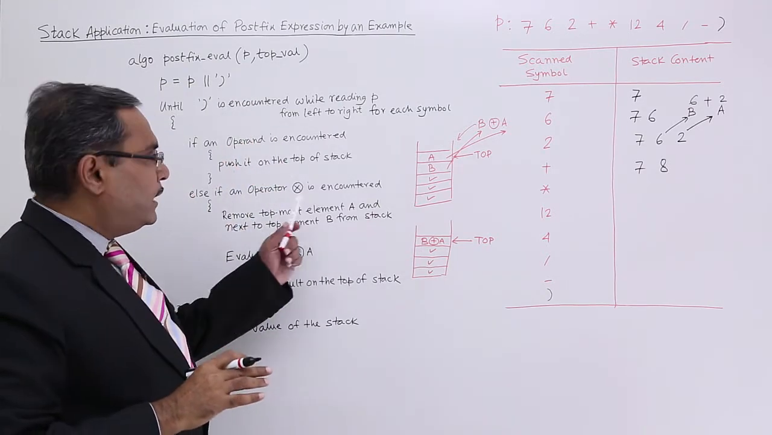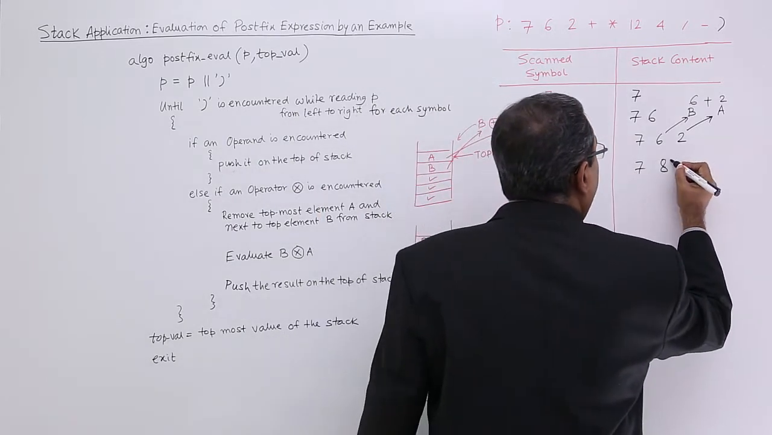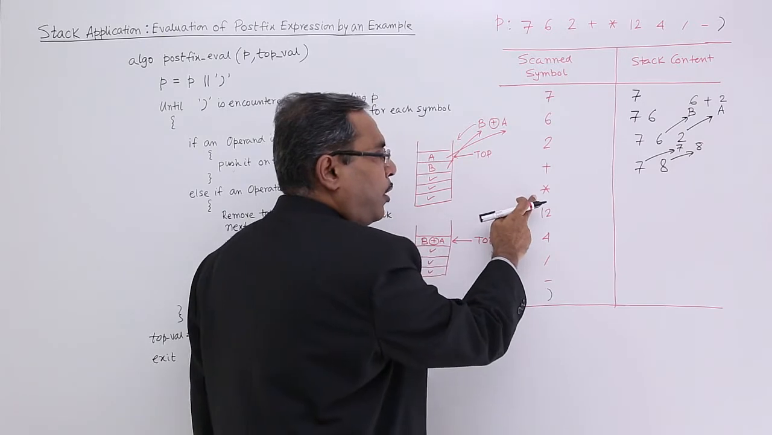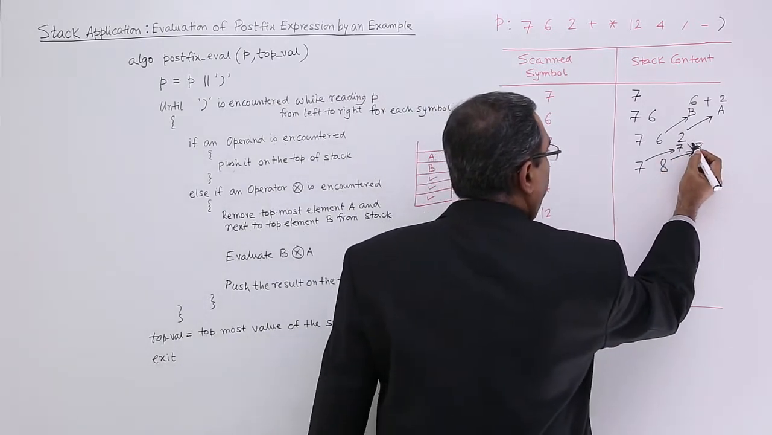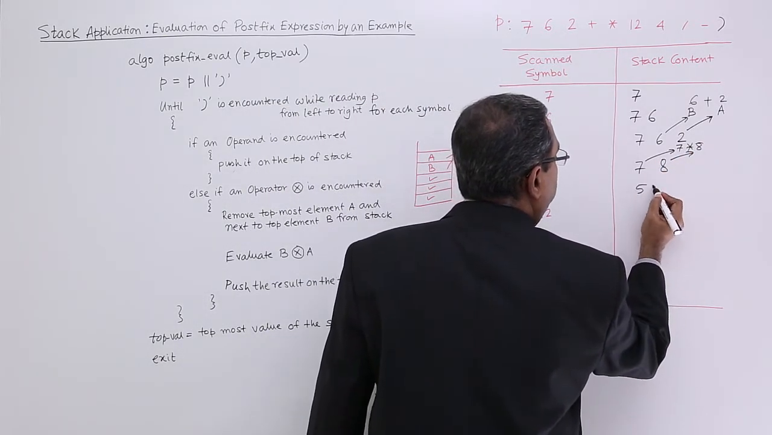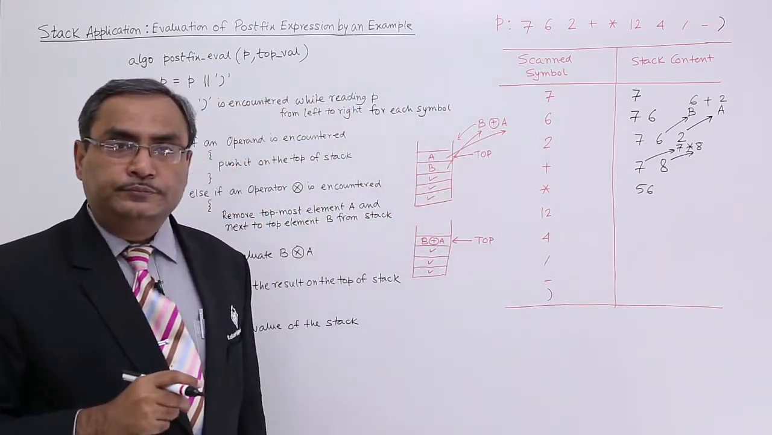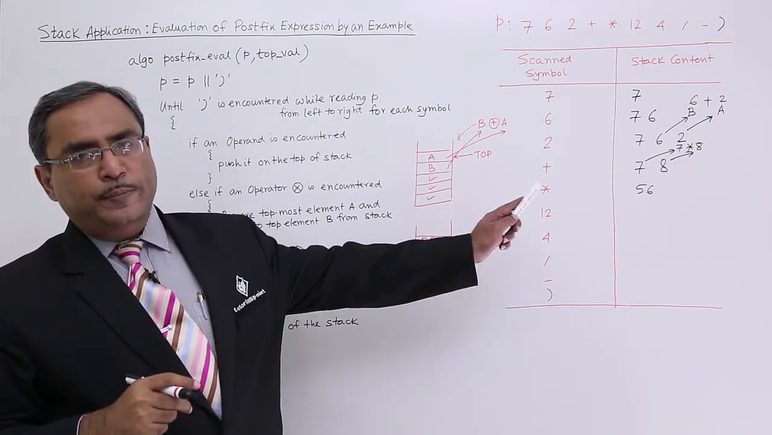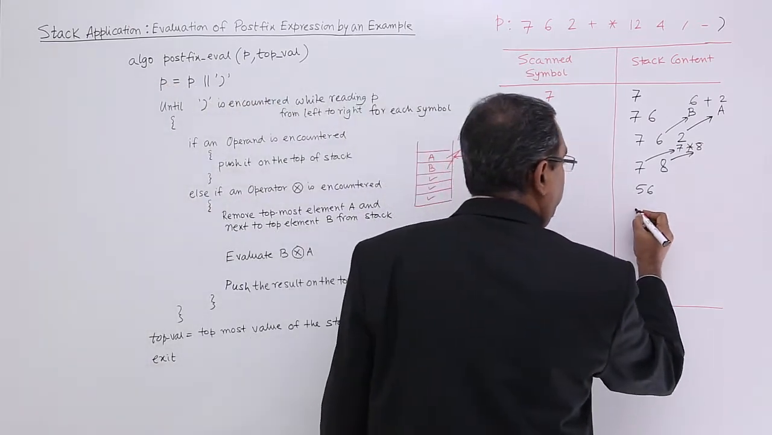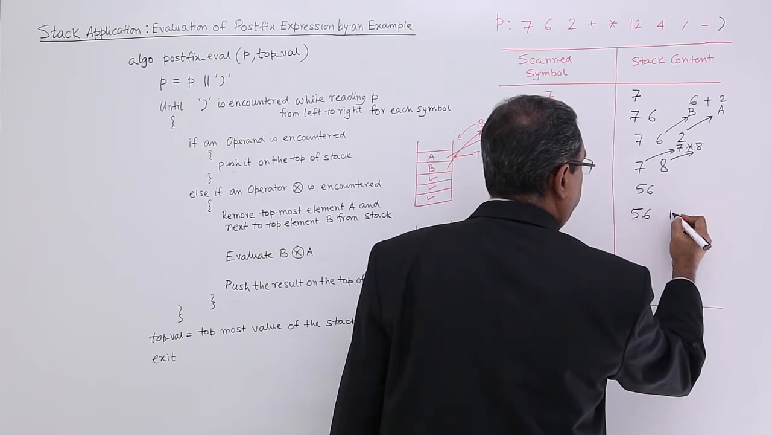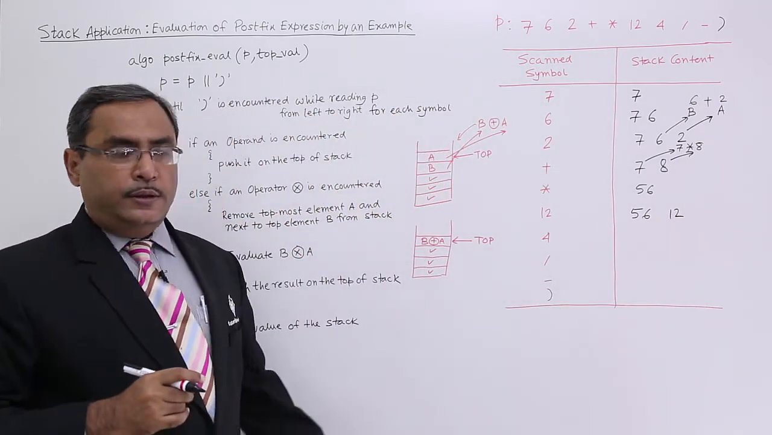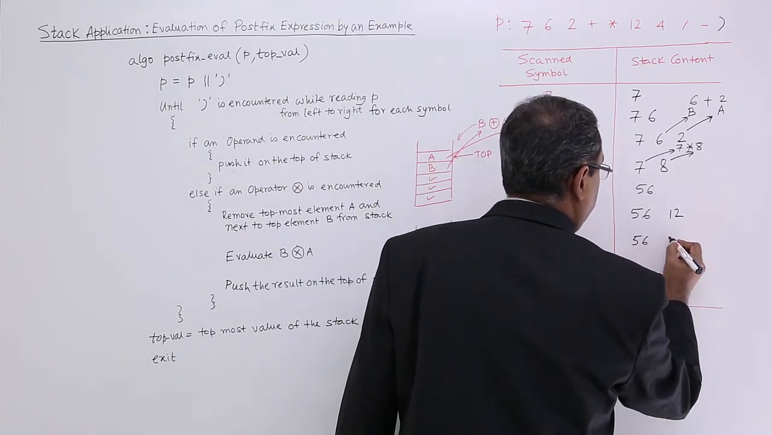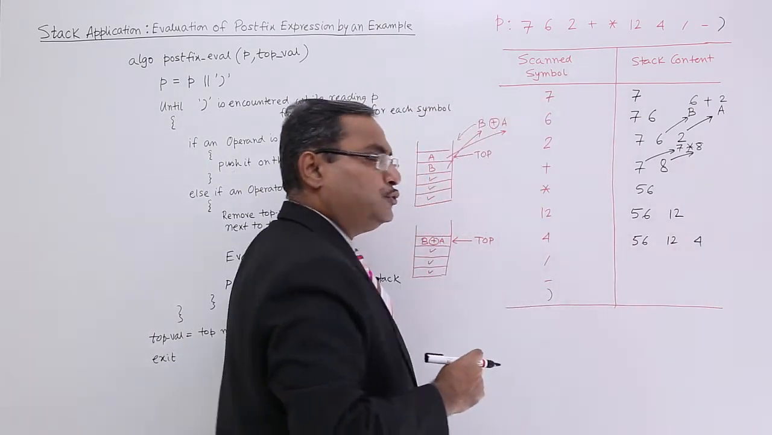Okay, now we are getting another operator. So 8 will be popped out, 7 will be popped out, and here the operator is star, so it will be operated. So 56 will be pushed on the top of the stack. Now 12 is nothing but an operand, so it will be kept on the top of the stack. So 56 will be the next to top element and 12 will be the topmost element. Then 4 will come, so 4 will also be pushed on the top of the stack, just above 12.